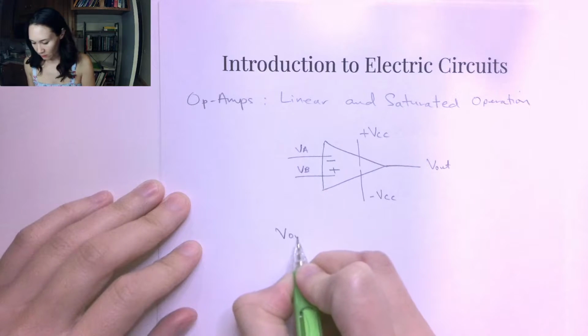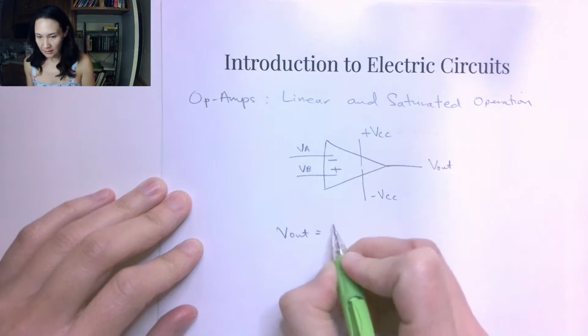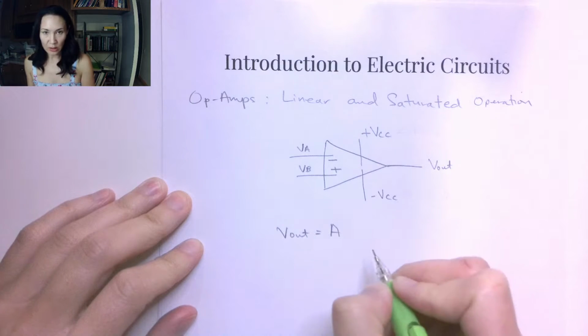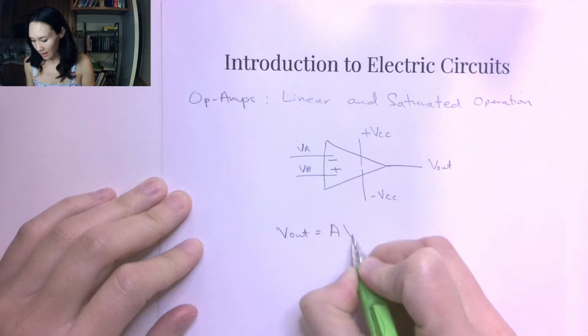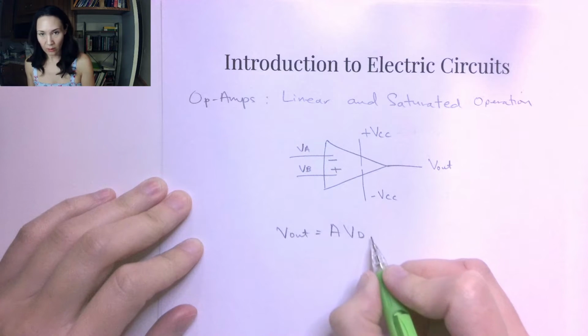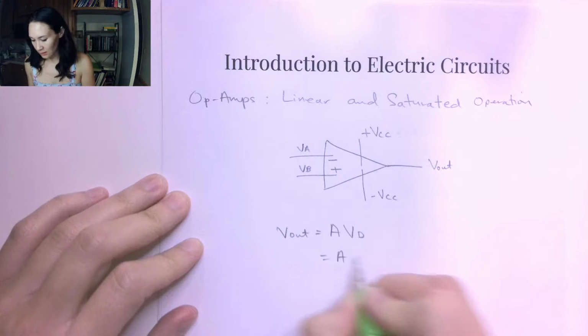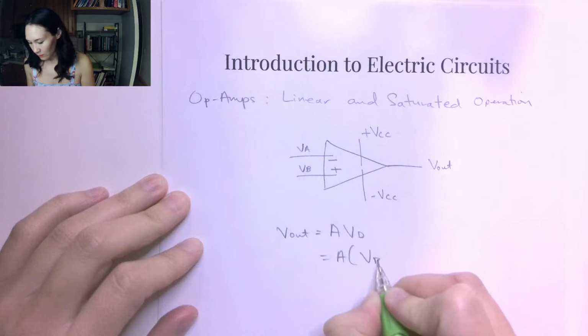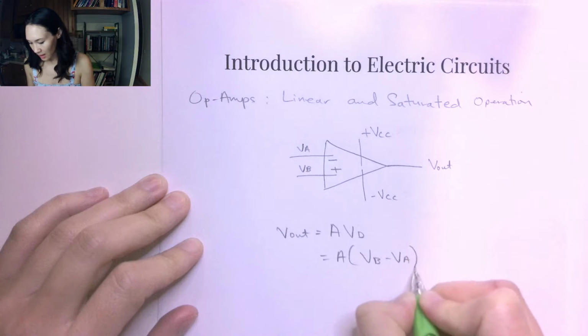Recall that V out is defined as our amplification factor, our gain, times the difference between these two. So that's VD for voltage difference. So this is going to be VB minus VA.